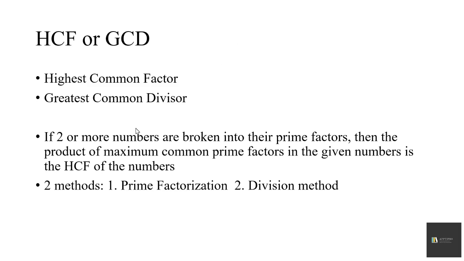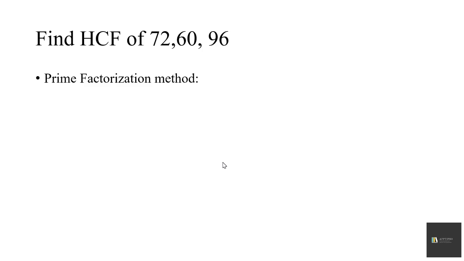There are 2 methods to obtain HCF. One is the prime factorization method and the other one is the division method. So first we'll go by the prime factorization method. So what is the HCF of 72, 60 and 96? First we'll find out the prime factors of 72.